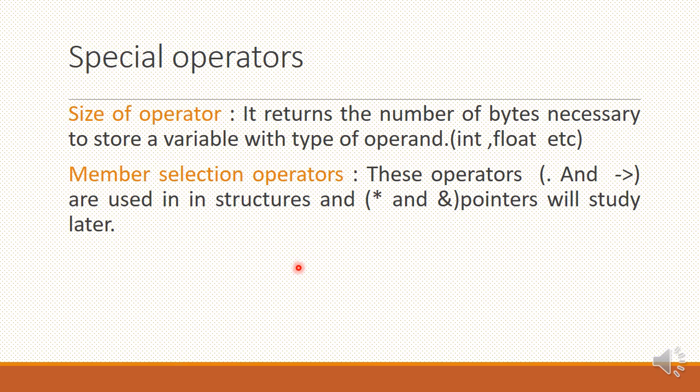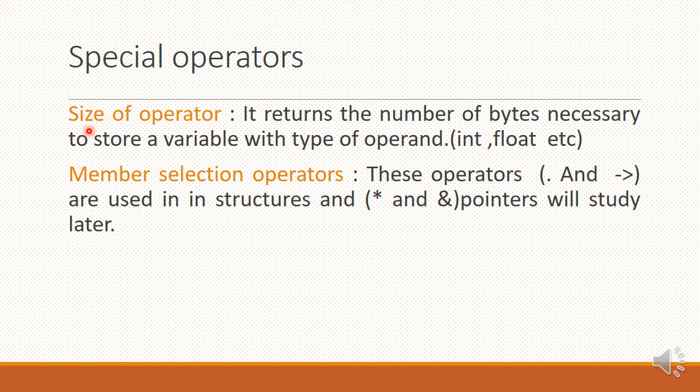So for that, you write sizeof and in the brackets write int, and then it displays the number of bytes necessary to store a variable of that operand. If you write int, it displays 2 bytes. Float displays 4 bytes. If we write character, it displays 1. That is one important and very nice operator available in the C language.